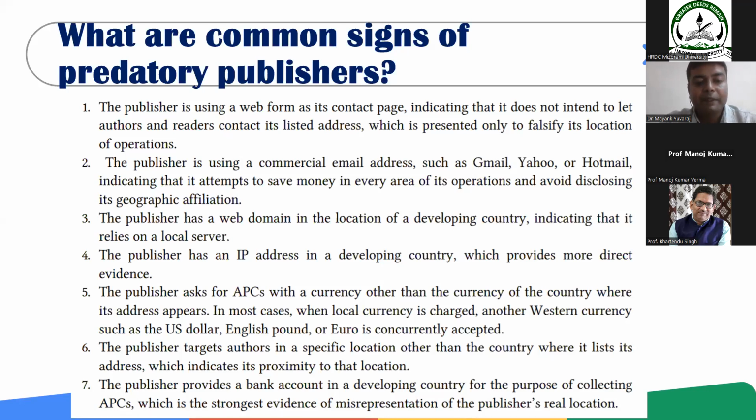Then the seventh sign is that the publisher provides a bank account in a developing country for the purpose of collecting APC, which is the strongest evidence of misrepresentation of the publisher's real location. So if you find that they are giving bank details of a developing country, but in the contact details they have given some other location, then they are trying to fool you. All right.